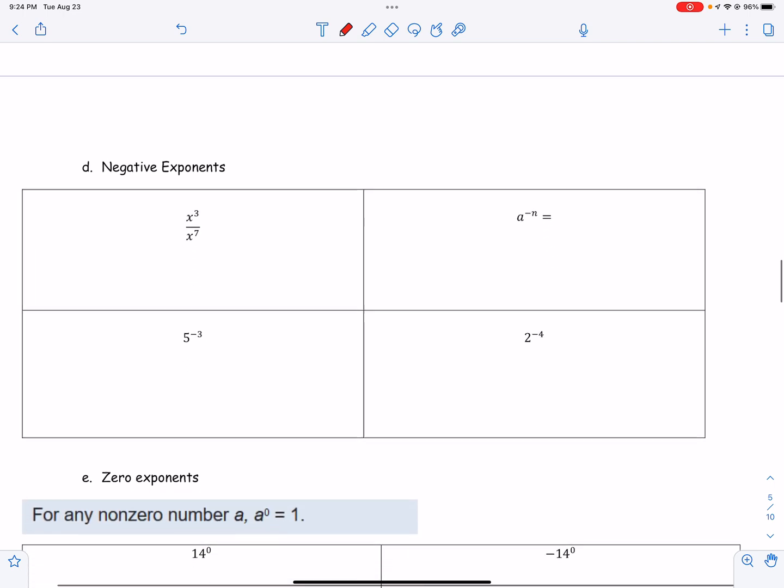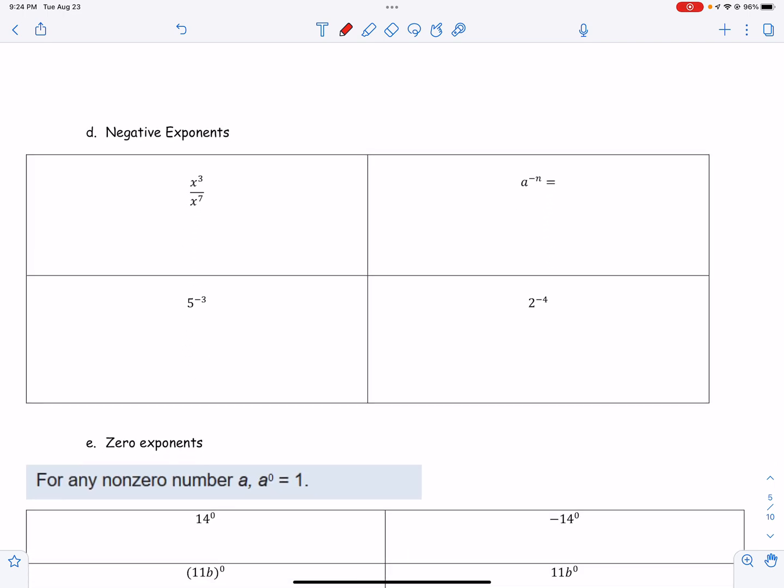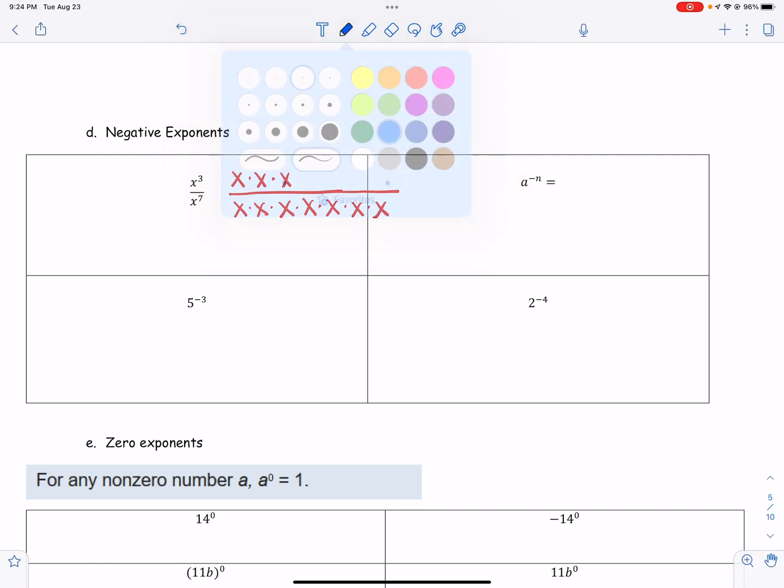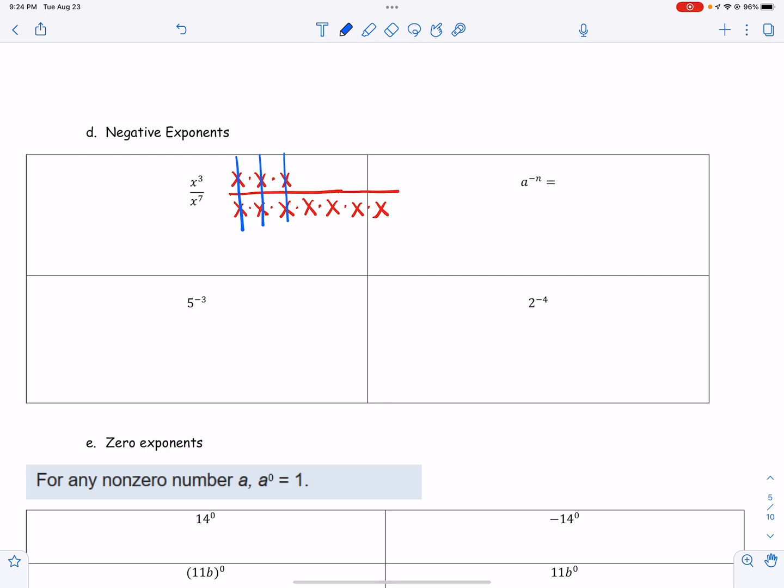Okay? Now we're going to talk about negative exponents. So negative exponents are a little bit tricky. One way to look at this is that if I were to write this out, x times x times x, that's what x to the third is. X times x times x, 4, 5, 6, 7. That's 7 x's. And then x over x makes 1. X over x makes 1. X over x makes 1. So what I have is 1 over x to the fourth, okay?